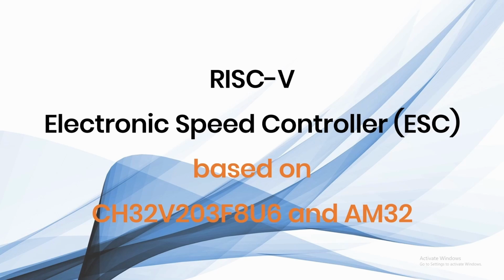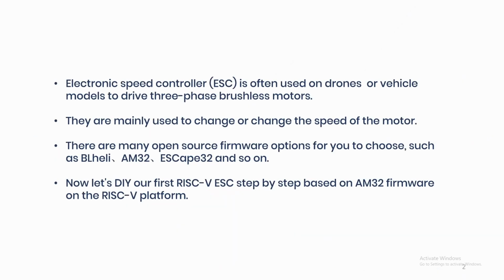Hello guys, today we are going to be talking about an electronic speed controller, popularly known as an ESC, using the CH32V203 and AM32 configuration. Now, ESCs are often used on drones, vehicles, or anything that needs motors. In this case in particular, three-phase brushless motors.